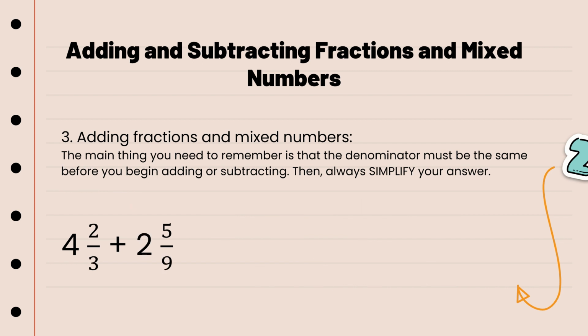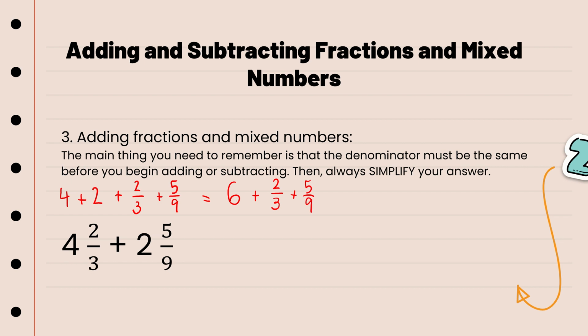Now we're going to add 2 mixed numbers, and again we're going to separate the wholes and the fractions. So I'm going to put 4 and 2 to the side, and then add our fractions together. So 2/3 and 5 over 9. This gives me 6 wholes plus 2/3 and 5 over 9.